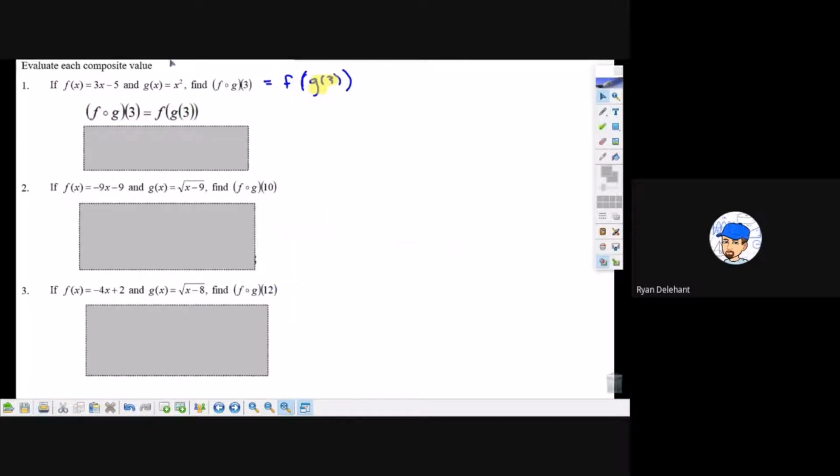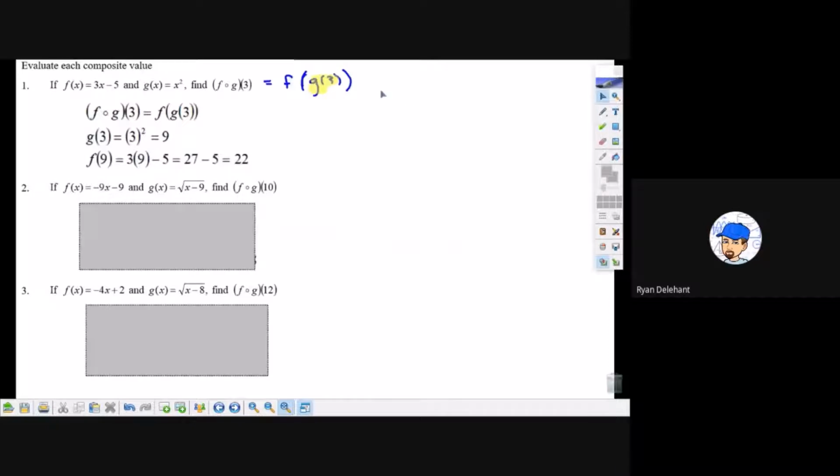So as we work down with this, the first part is finding that g of 3. So g of 3, g is x squared, you'd plug in 3 and we would get 9. So this is now the number 9. And all this problem really asked us was to find the value of f if we inputted 9. So we put 9 into that, and we get an answer of 22.